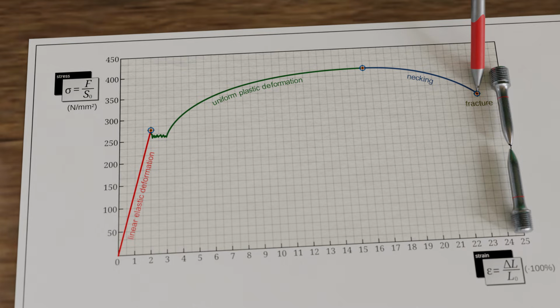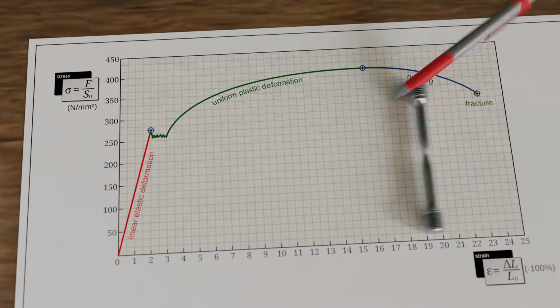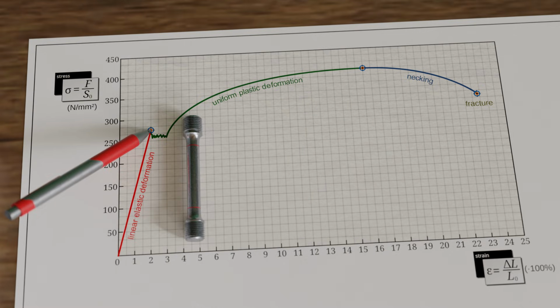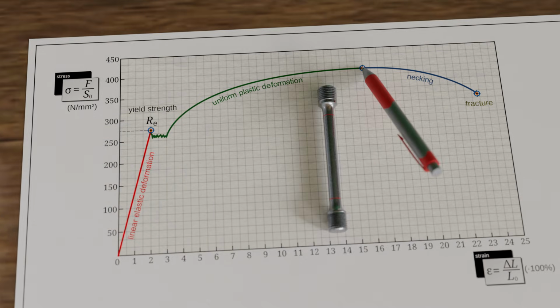The stress-strain diagram allows determination of two particularly important parameters in strength of materials. The first is the limiting stress up to which a material can be loaded without permanent deformation. This elastic limit is referred to as the yield strength Re and marks the end of linear elastic deformation. The second important parameter is the maximum stress a material can sustain before necking and subsequent fracture. This is the tensile strength Rm.